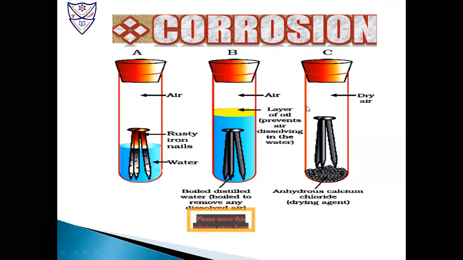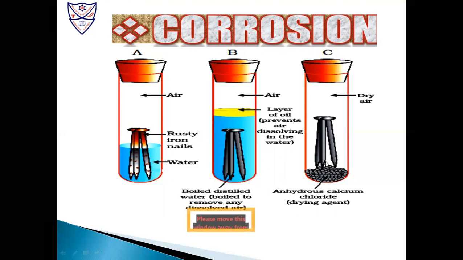See here, we have taken three test tubes. In that, a nail is there in each. One has water and air, and we are closing it with a cork. Here we have taken boiled water. What is the difference between normal water and boiled water? Normal water contains dissolved oxygen, and in boiled water there is a smaller amount of oxygen present, and in that we are adding oil also, so it will not come in contact with the air.